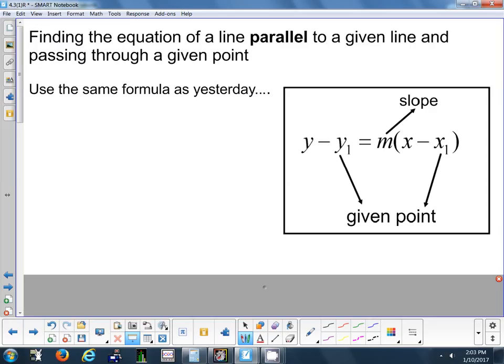Now, in that formula, can somebody tell me what are the 3 things you have to plug in for? Just tell me one of them. Yep, Shannon, just give me one. Yep. Somebody tell me something else? Yep, Marissa? M. And what else do you have to plug in for? X1. Okay, and when we do it today, those are exactly the same 3 things you have to plug in for.